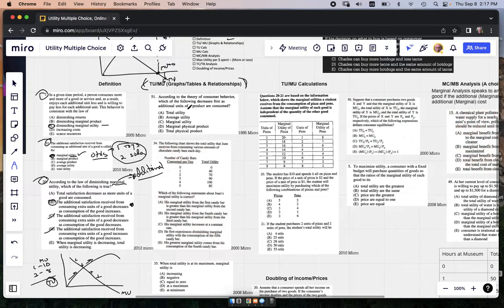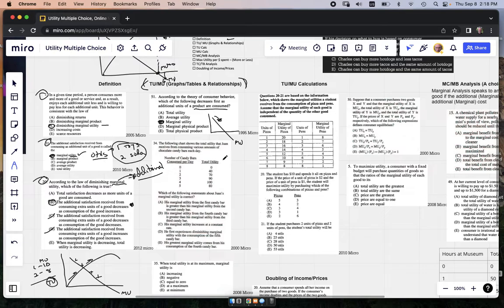According to the theory of consumer behavior, which of the following decreases first as additional units of a product are consumed? Well, take a look at it. What decreases first? Yeah, no kidding, Charles. Marginal utility, nicely done. 34, the following chart shows the total utility that Juan received from consuming various amounts of chocolate candy bars each day.